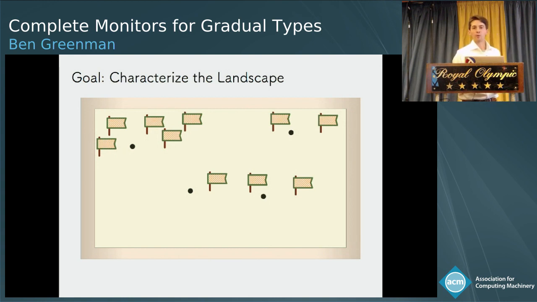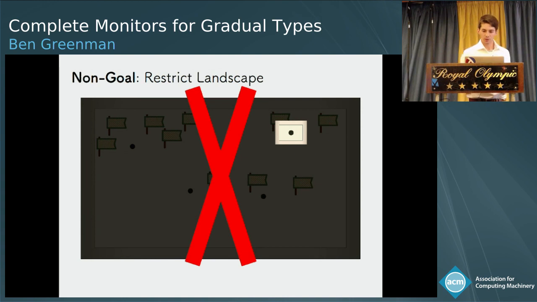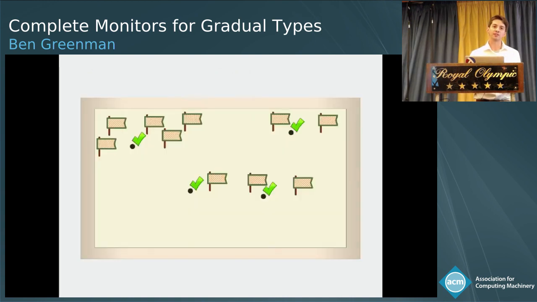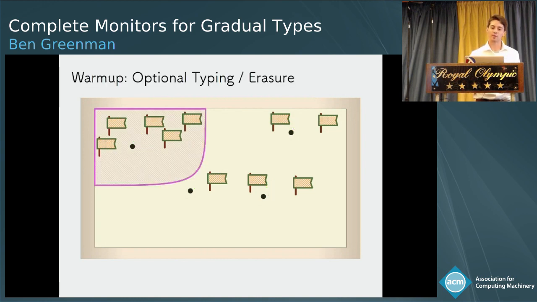And the goal is to find formal properties that set up borders between these interesting points that characterize parts of the design space. A definite non-goal is to find property after property and restrict the landscape to a single point. All of these have merits. We're still learning what's the best way to mix typed and untyped, and there are many trade-offs. I mean, theoretical trade-offs and pragmatic trade-offs. So we really want to understand the whole space. Okay, so as a warm-up to what I mean about characterization, let's talk about optional typing, otherwise known as erasure.